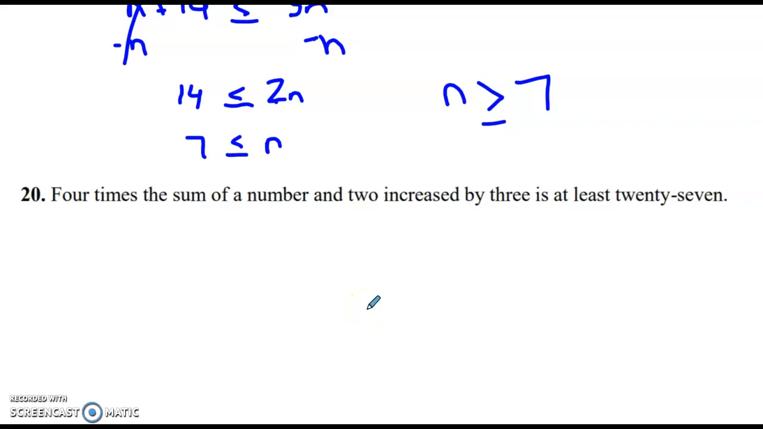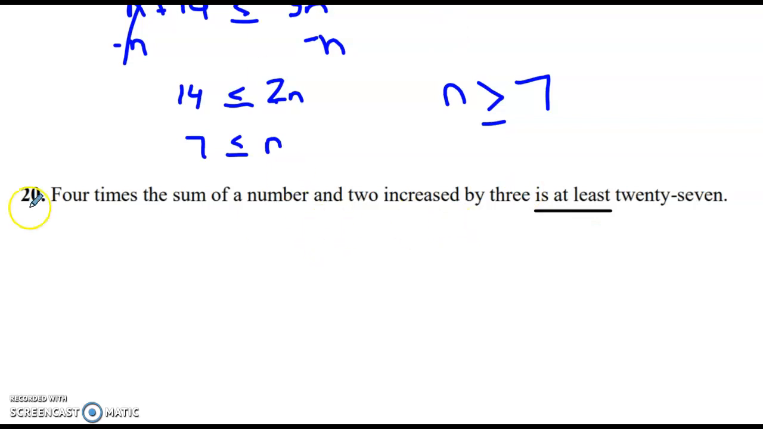Okay, last problem. Here we go. 4 times the sum of a number and 2 increased by 3 is at least 27. So this one's a little tougher. Is at least is our inequality sign. So let's identify where the inequality sign is and then look at what we have to write.